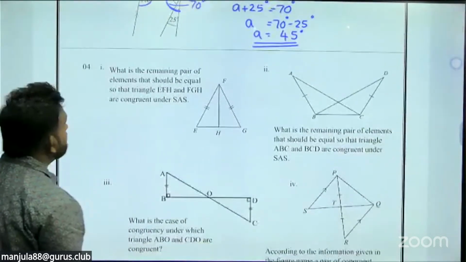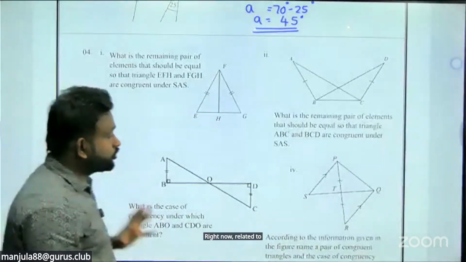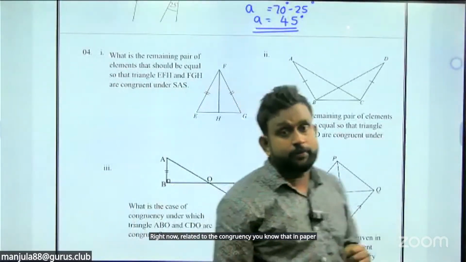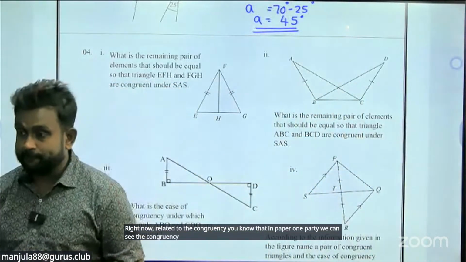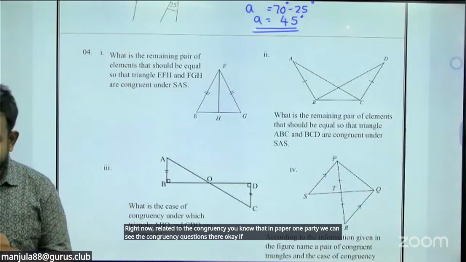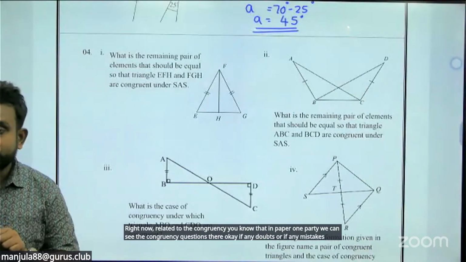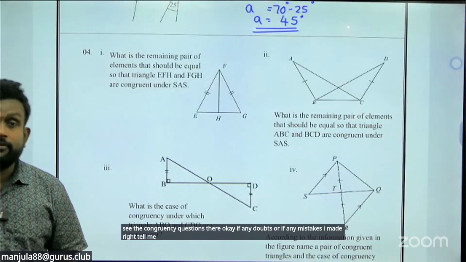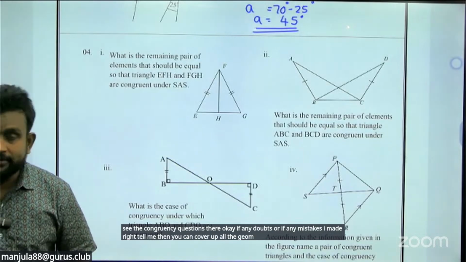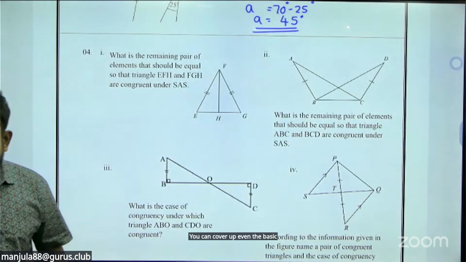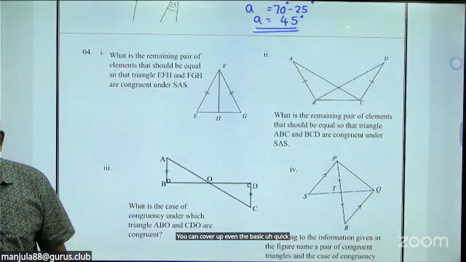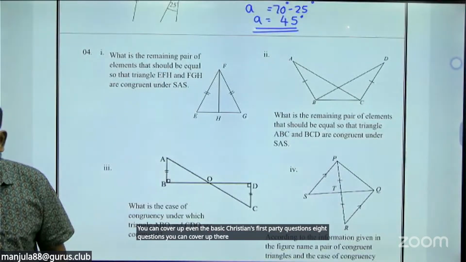Right. Now, related to congruency, you know that in paper 1, part A, we can see the congruency questions there. Okay, if you have any doubts or if I made any mistakes, tell me. Then you can cover all the geometry knowledge and even the basic questions in the first part, equations, 8 questions you can cover there. Okay.